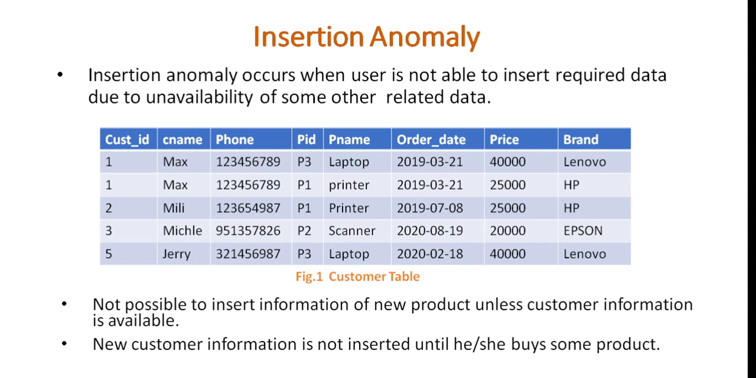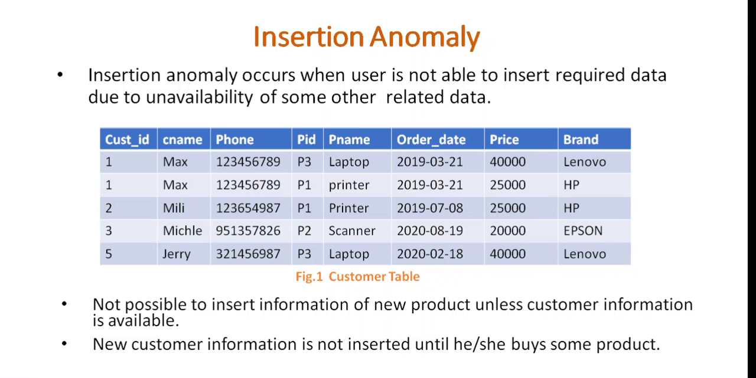Similarly, if we want to insert information about a new customer, then we also need to insert data for a product here. Until the customer has ordered some product, we cannot insert data about the customer into the table. So this is the insertion anomaly, that is, we cannot insert data for one entity until we have corresponding data for another entity.